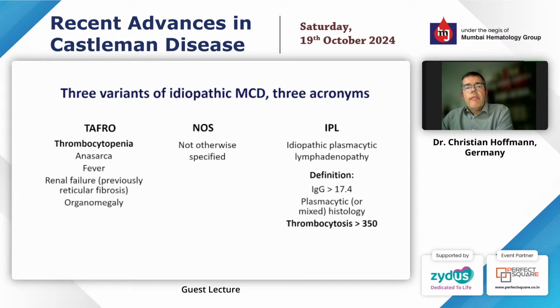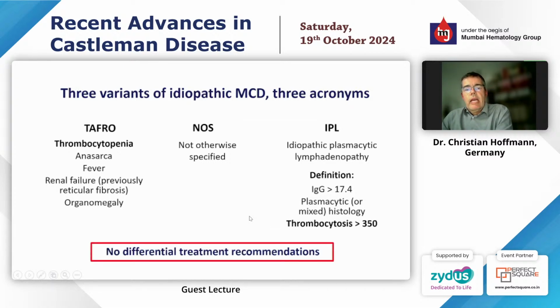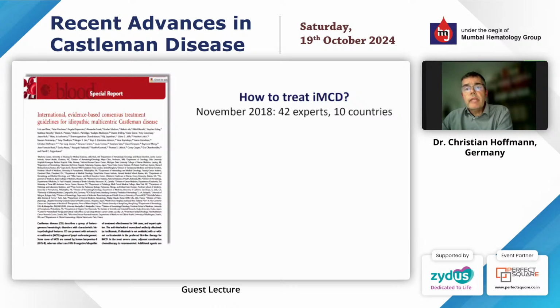So we have 3 variants of idiopathic MCD, 3 acronyms. The TAFRO syndrome with the thrombocytopenia, the NOS not otherwise specified, the IPL with the thrombocytosis. But there are no differential treatment recommendations for these 3 variants. So how to treat IMCD?